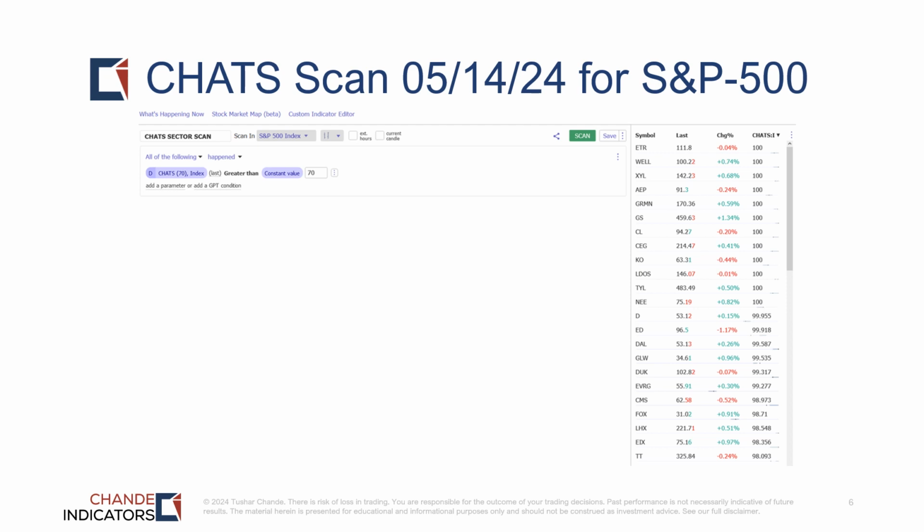TrendSpider allows you to use the CHATS indicator as a scan. So here we have set up daily CHATS value to be greater than 70, and we are scanning the S&P 500 index, and the results of the scan are on the right hand side, and I've sorted them with the CHATS indicator. Now there's not that much difference between a value of 100 and say even 98 or 99 or 95. So you will have to spend some additional time and use your individual preferences to decide what to trade, but at least you have a starting point.